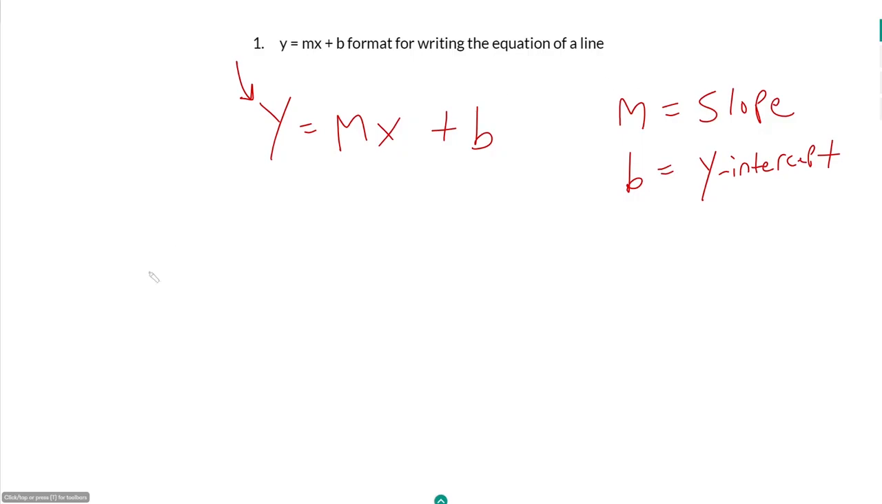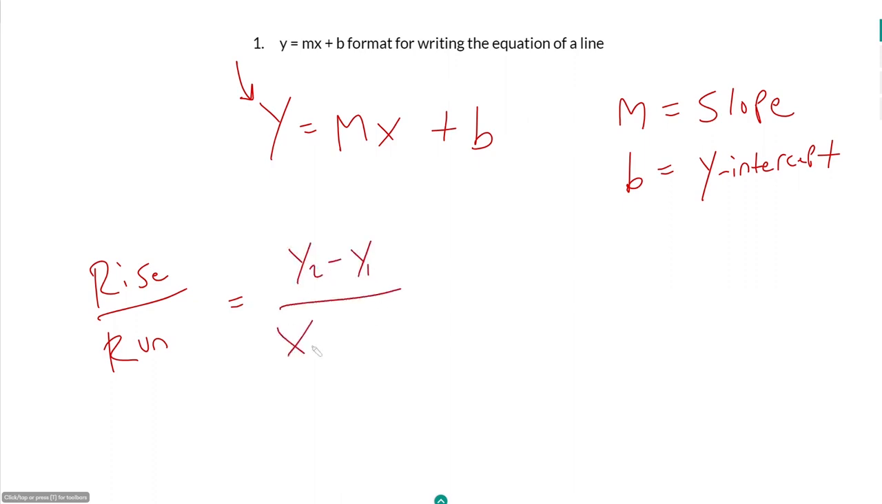Your slope can be thought of as the steepness of your line, the steepness with which it is either rising or falling. It can be calculated using rise over run. It's just the difference in your y coordinates over the difference in your x coordinates.